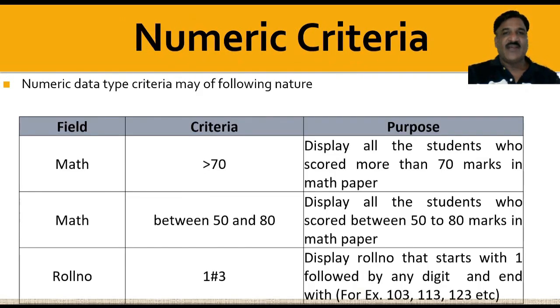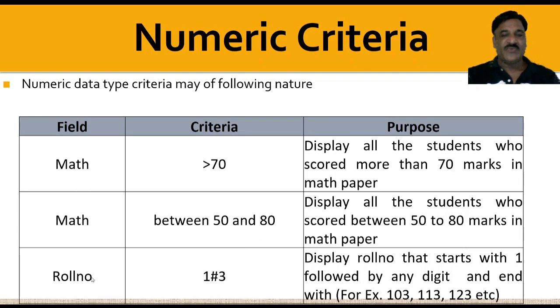Then, how to specify criteria on a numeric data type. Assume that you have a field like Math, and you want to display all the students who have scored more than 70 marks. In the criteria, what do you need to write? Greater than 70. Similarly, if you want to view all the students who have scored between 50 and 80, you can specify the criteria as between 50 and 80.